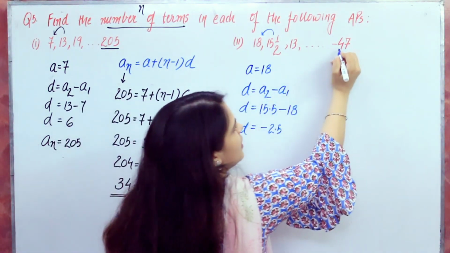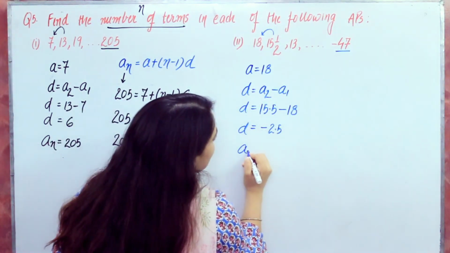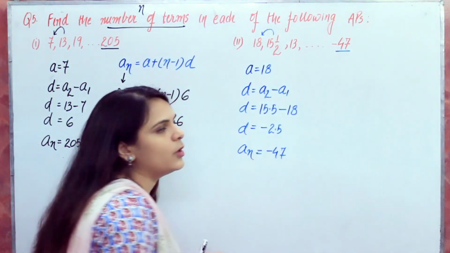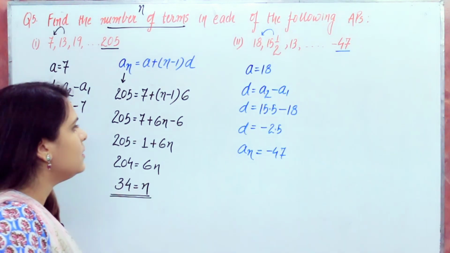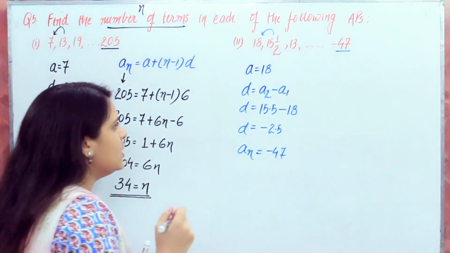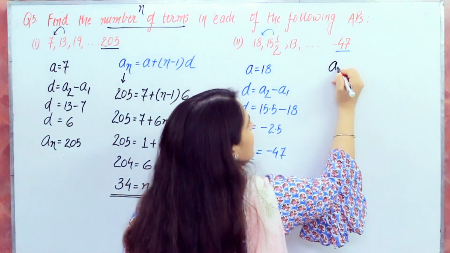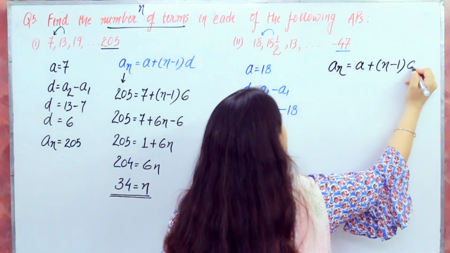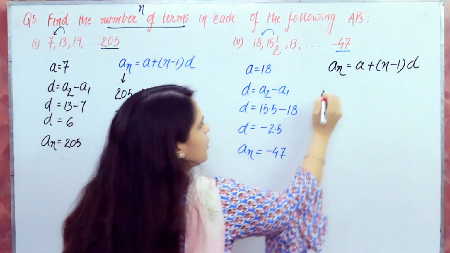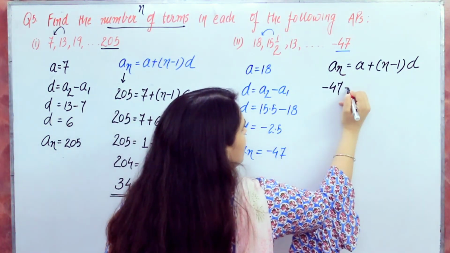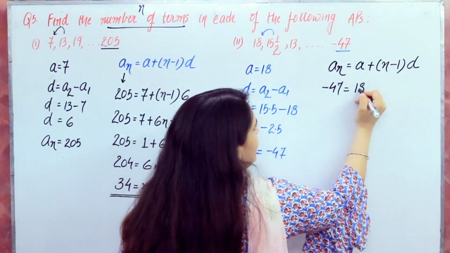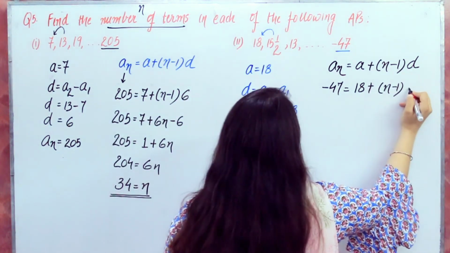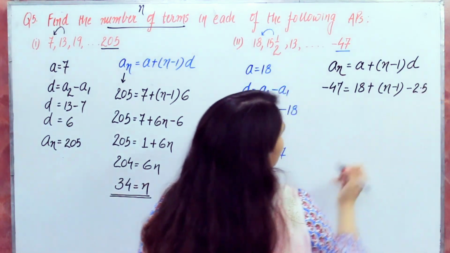And this is our last term. So I'm going to write an is equal to minus 47. This is our nth term, or you can say the last term. And n you have to find. So I'm going to use formula an is equal to a plus n minus 1d. Value of an is equal to minus 47. Value of a is equal to 18. Value of d is equal to minus 2.5.